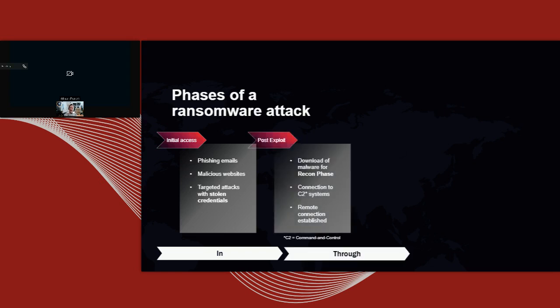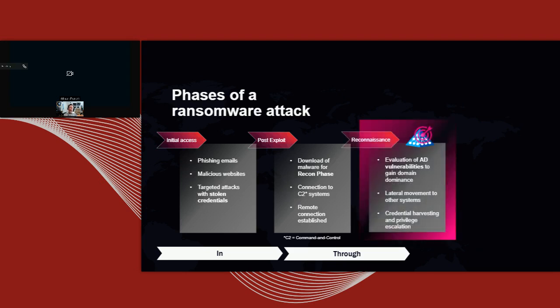Once they're in, this is where they compromise the endpoints, and this is where endpoint detection comes in. They download the malware, they connect back to their command and control systems, and they have a remote access connection. Then, this is where Active Directory becomes involved. From the client, they will go and enumerate the vulnerabilities in the Active Directory that they're targeting. How do I gain domain dominance in Active Directory?